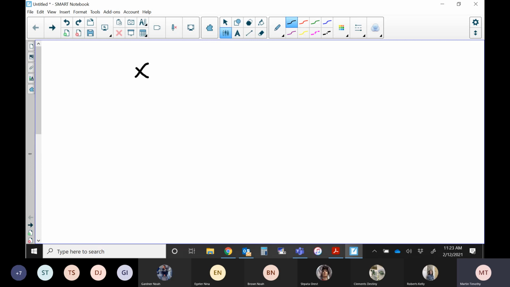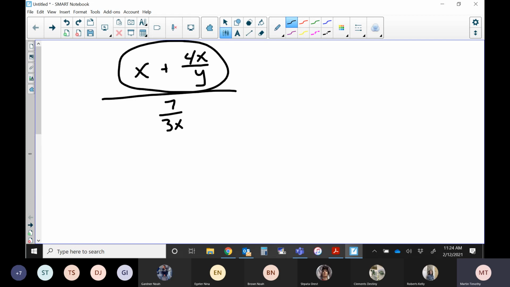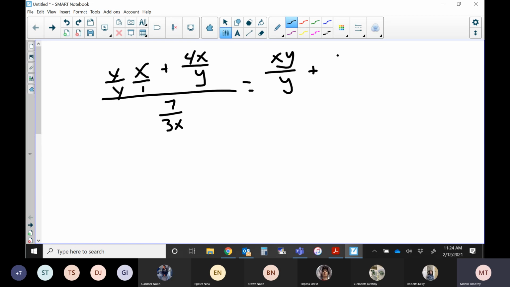Number 8, x plus 4x over y divided by 7 over 3x. All right, what I would do is, again, I don't like the way the top is written. It's got 2 fractions. I need it combined to 1, so this is over 1. So my least common denominator is going to be y. So I'm going to times this by y and this by y, which means my top is going to turn into xy over y plus 4x over y. And when I combine those, that's going to turn into xy plus 4x over y.